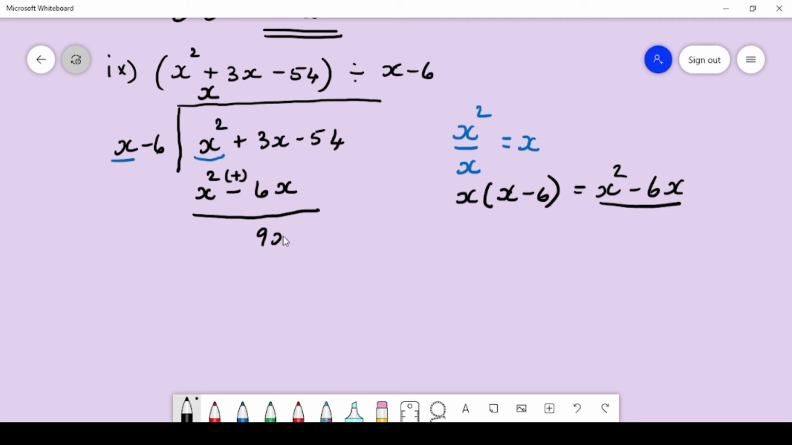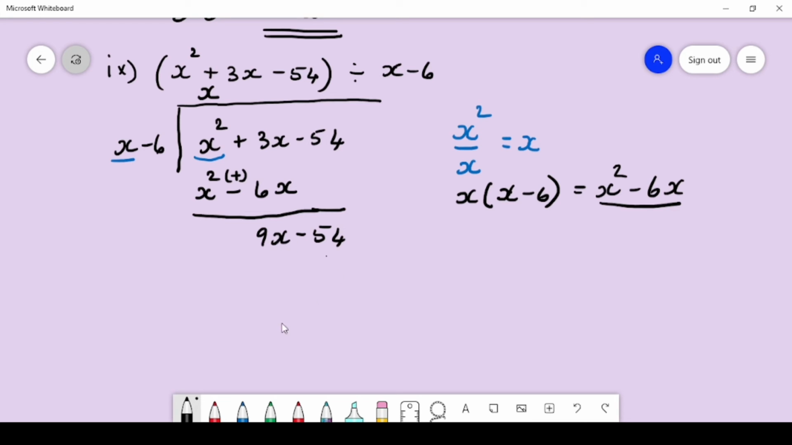So 9x, then minus 54. Here nothing is there, so we can assume that here is 0. So minus 54, like that itself will bring down. Okay, so like this we will get. Now we got the remainder as 9x minus 54. Now what we have to do now? Use the remainder as the new dividend. So here 9x minus 54 will be the new dividend, and repeat the steps again.